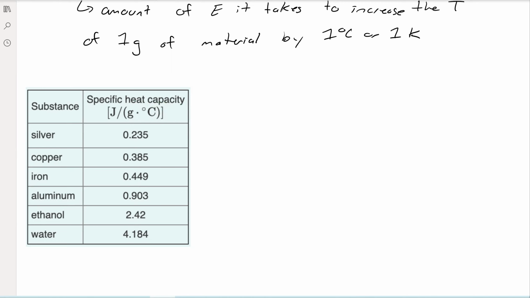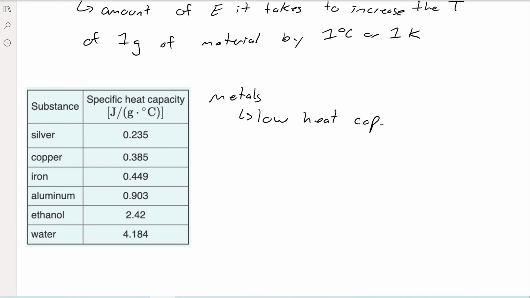And so what we can see is, for example, a lot of metals, silver, copper, iron, aluminum, they have very low specific heats. All of these are less than 1. And so metals are very easy to heat. They have a low heat capacity.